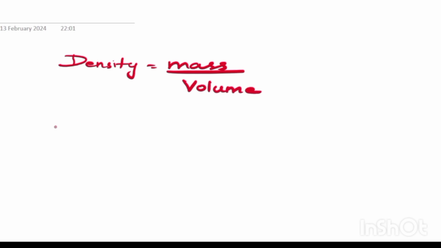What is density? Density is equal to mass by volume. Okay, so we can learn the conversions also.